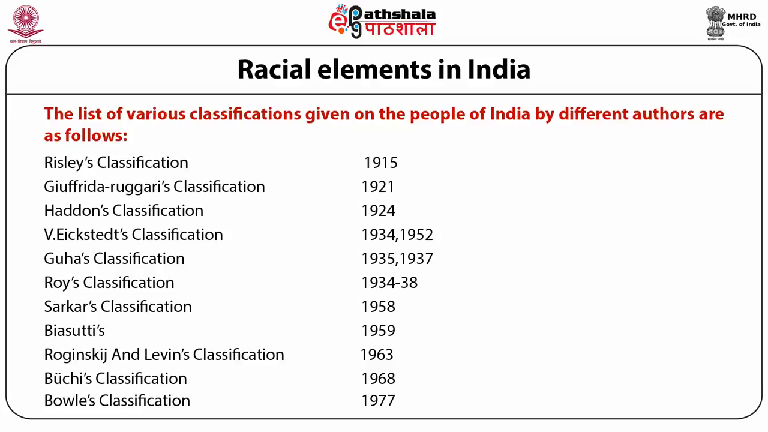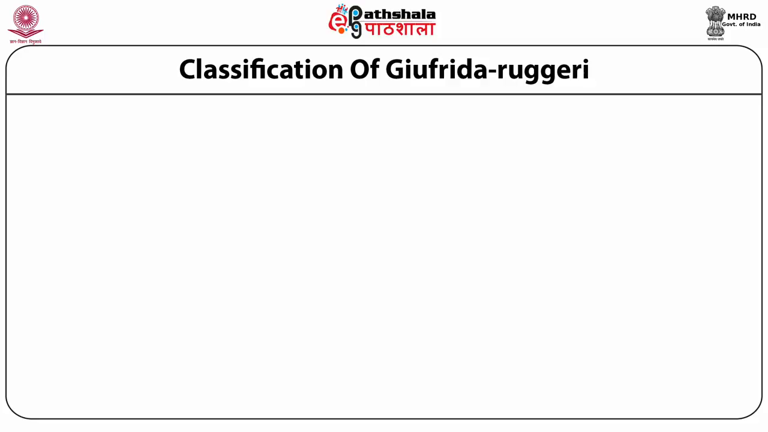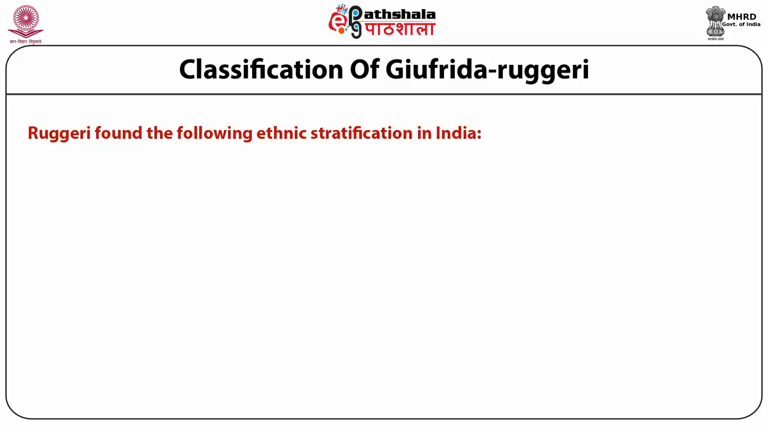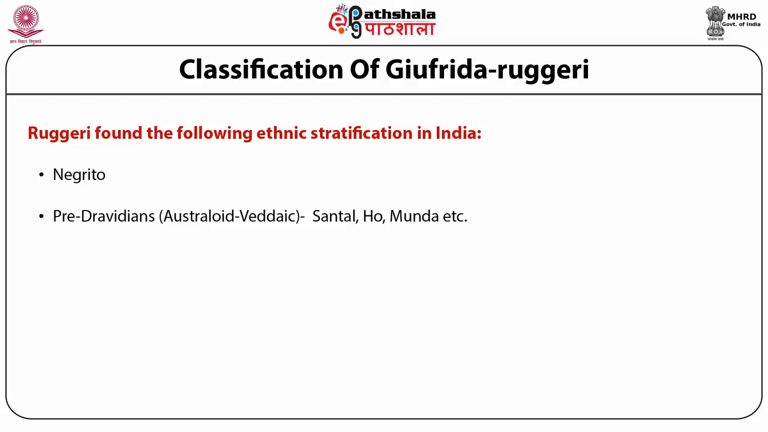All the classifications are important and noteworthy. Of all these, some are given below. Classification of Giuffrida-Ruggeri. Ruggeri found the following ethnic stratification in India: Negritos, and Pre-Dravidians, also called Australoid Veddoid, which includes Santal, Ho, Munda, etc.